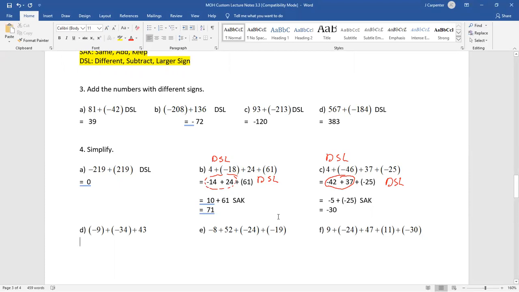Let's see. It looks like the answer to E would be 1. The negative 8 plus 52, that'd be 44. Then plus the negative 24 would be 20. Then plus the negative 19 would be 1. Yes, so if you want to try out E on your own, you should be able to get positive 1 as the answer. If you want to try out F on your own, 9 and negative 24, add to negative 15. Plus 47 is 32, plus 11 is 43, plus negative 30 would be positive 13. So those are the answers. You can try them on your own if you like. All right, D.